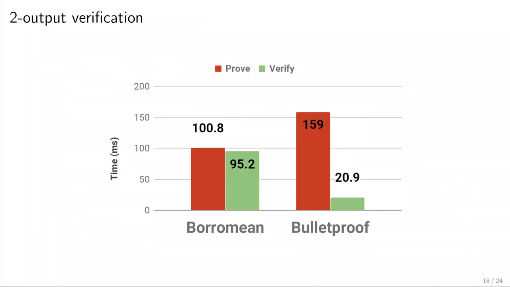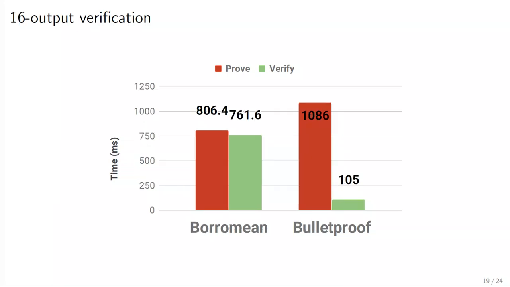So what happens? Well, in the standard two-output case, the proving time actually increases from the old style to the new style by about 50% or so. But the verification time that we care about drops, in my case, from about 95 milliseconds down to 21, which is fantastic. And this extends out. For a 16-output transaction, which is common in things like pool payouts, again, we increase the proving time, but the verification time drops substantially. That's the green stuff.